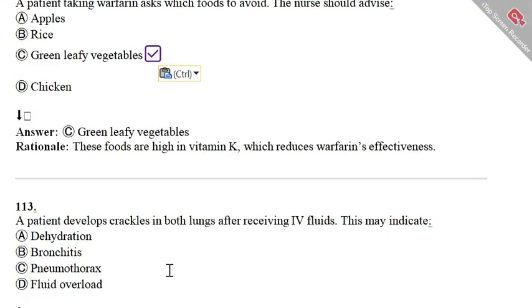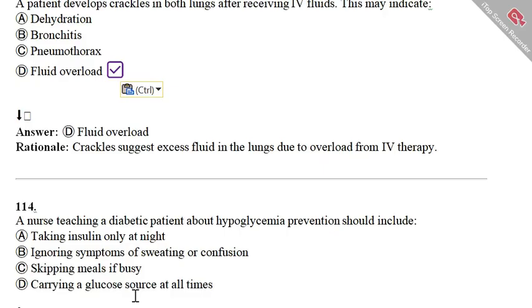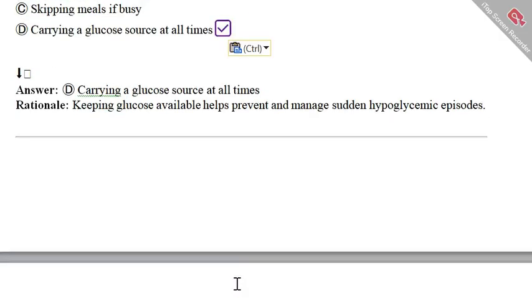The next question, 113. A patient develops crackles in both lungs after receiving IV fluid. This may indicate... Read the options. In this scenario, the correct option is option D, fluid overload. Next question is, a nurse teaching a diabetic patient about hypoglycemia prevention should include... Which one is the correct option? Option D is the correct option. Carrying a glucose source at all times. Let's move to the next question.